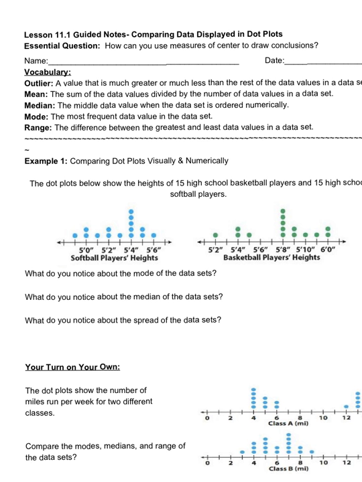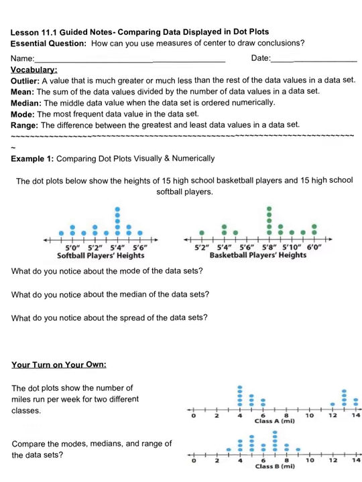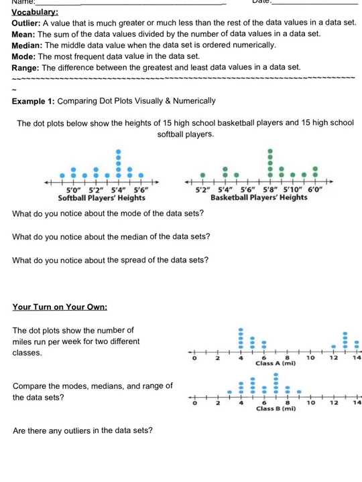So we have one example here where we are going to analyze two dot plots. So it says the dot plots below show the heights of 15 high school basketball players and 15 high school softball players. So we're going to look at these two dot plots here. So we've got this one right here.